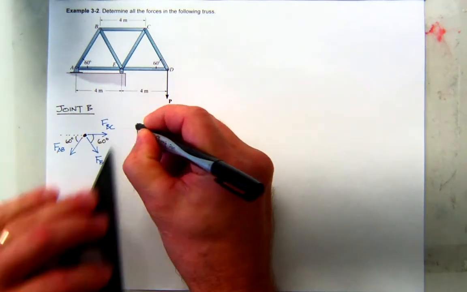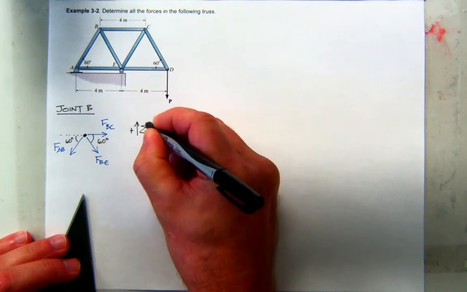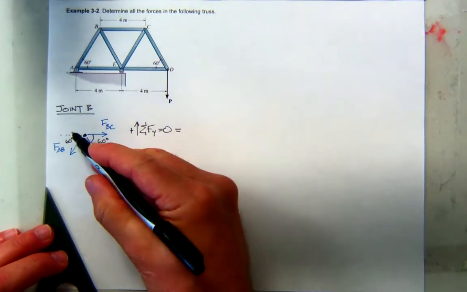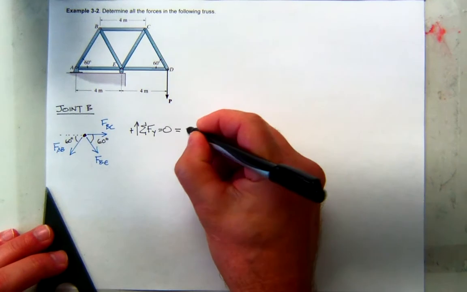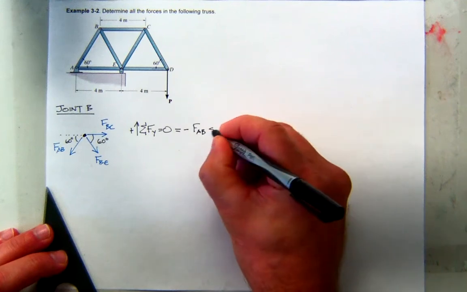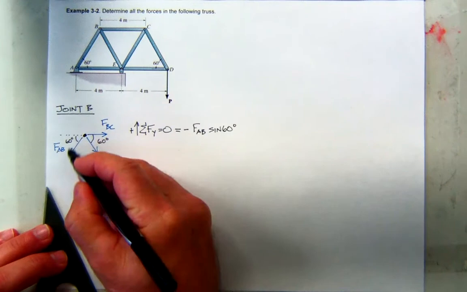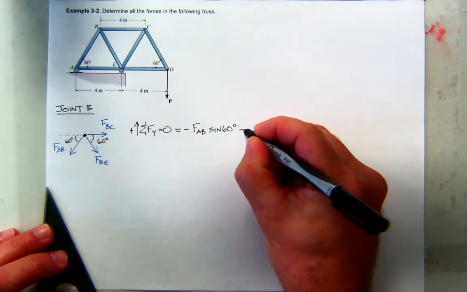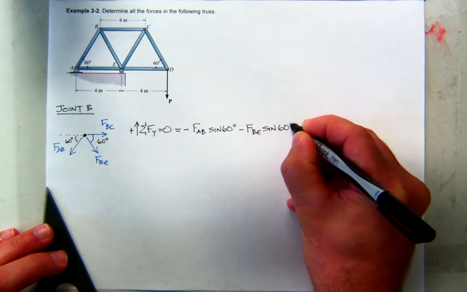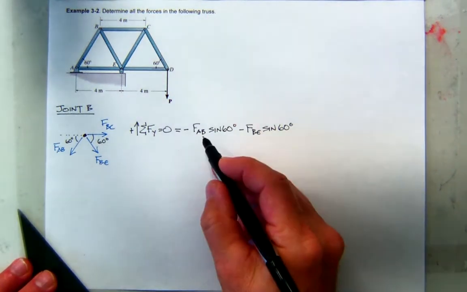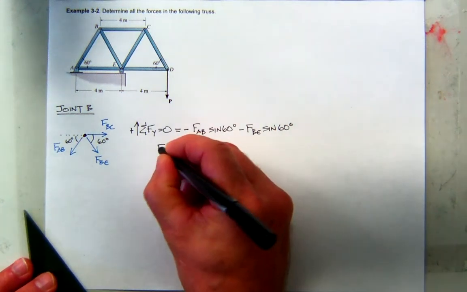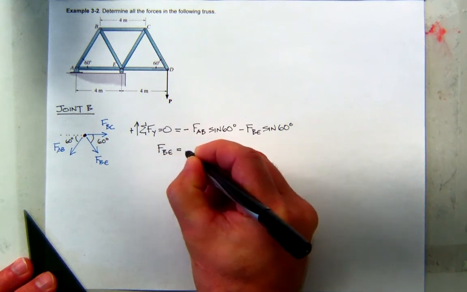So I'll sum forces in the Y direction. And what do we have? Well, both these forces are acting down, so they're going to be negative. The first one's going to say minus FAB sine 60. That's this one. And the one BE is identical in form. So it'll be the force in BE also sine 60. So I can cancel out. I can divide the whole thing by sine 60. It just says FAB. Or in this case, it'll say FBE is equal to minus FAB.